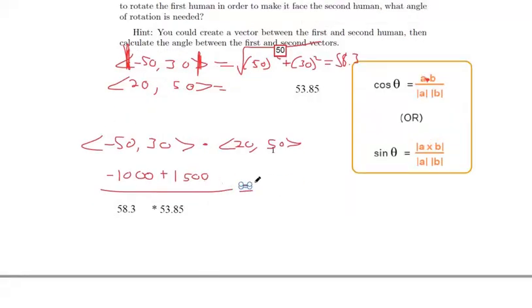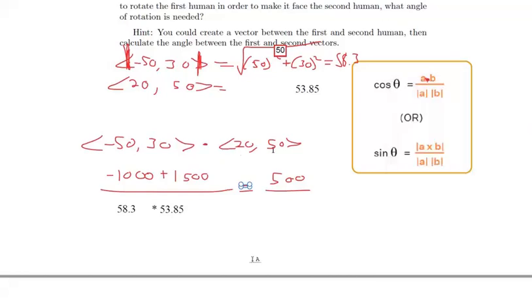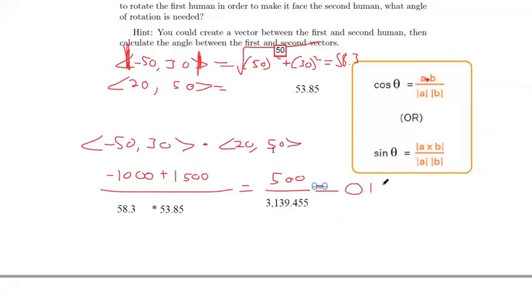And then we can simplify now. So negative 1,000 plus 1,500 gives us 500 on the top. And then on the bottom, 58.3 times 53.85 is 3,139, some change. And then you can finish simplifying. Divide the top by the bottom. It's 0.159. So what we've done is we found out the fraction that cosine is equal to. Okay, we just found that cosine theta equals 0.159, and now we're finally ready to find the angle. To get theta by itself, we need arc cosine. We need the inverse of cosine.